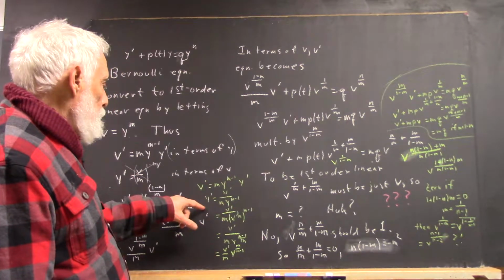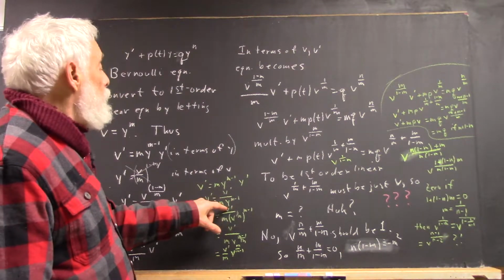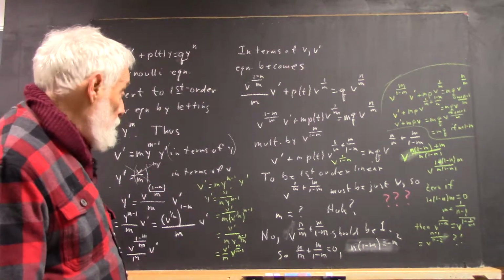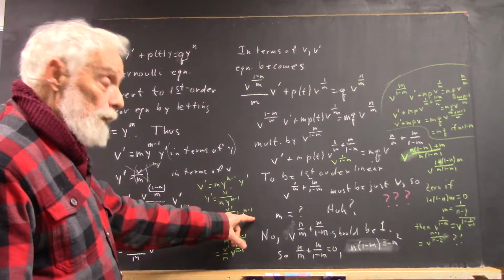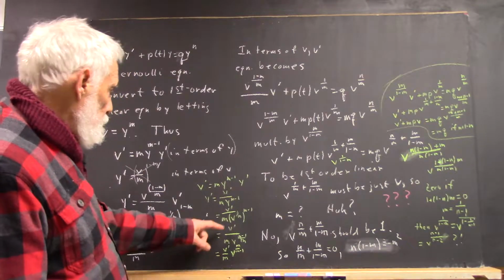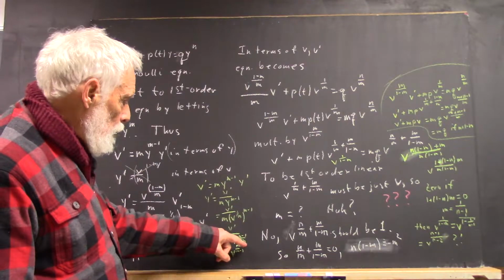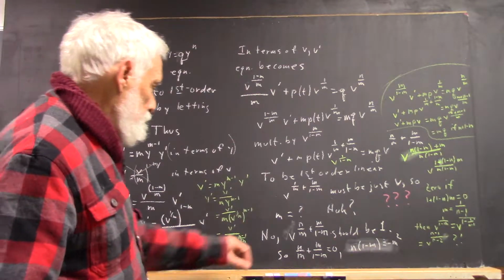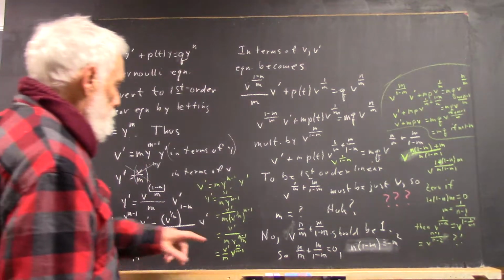Okay, so y prime is going to be v prime over m y to the m minus 1. y is v to the 1 over m. So y to the m minus 1 is v to the 1 over m, to the m minus 1. So we end up with y prime equals v prime over m, v to the m minus 1 over m. Now, I imagine that might be difficult to read.